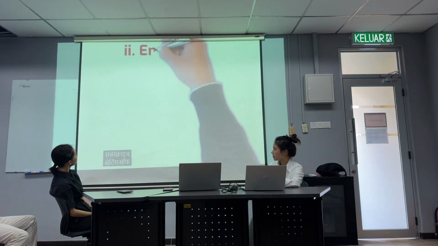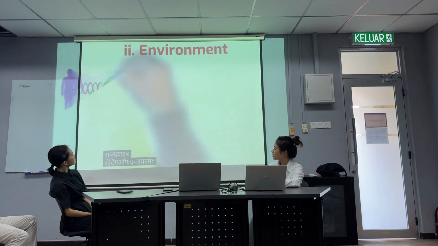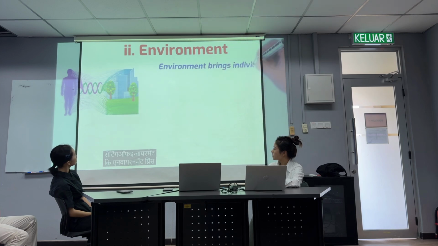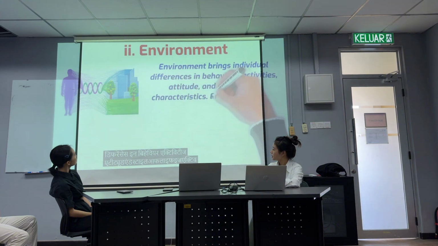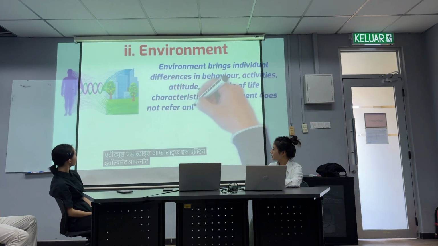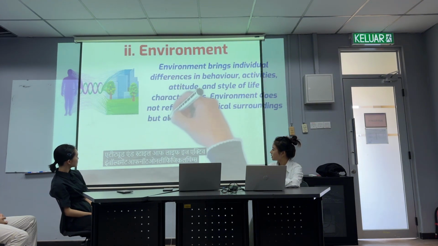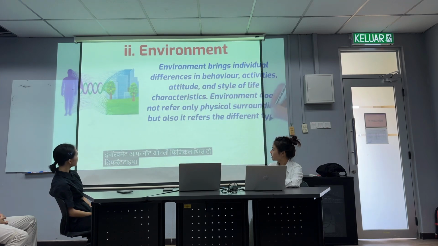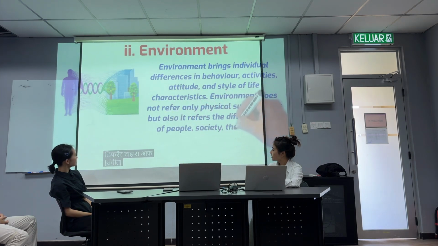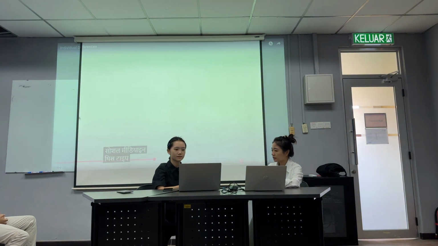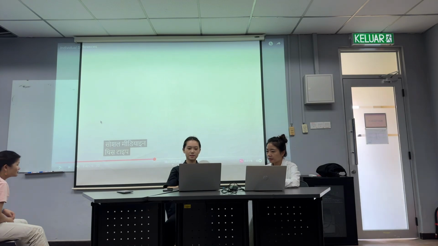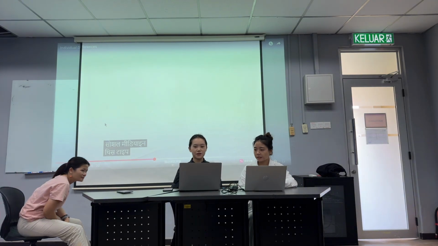Second type of factor is environment. Environment brings individual differences in behavior, activities, attitude, and style of life characteristics. Environment does not refer only physical surroundings but also it refers the different types of people, society, their culture, customs, traditions, social heritage, ideas and ideas. The third type. Okay, my video is furnished.